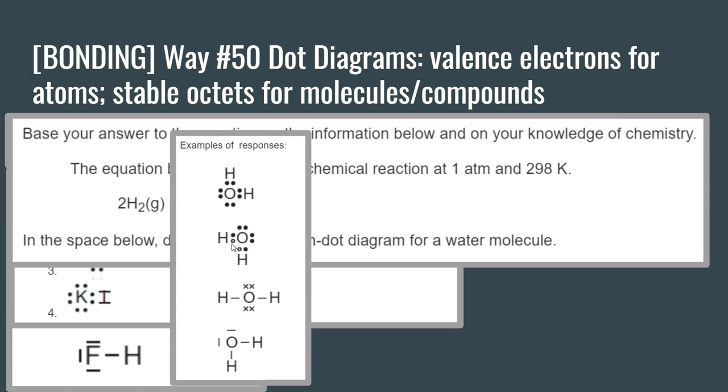So I could simply draw 2 H's around O, and notice that oxygen has 8 valence electrons. 2 of those electrons come from hydrogen sharing with it. Alternatively, I could indicate those coming from oxygen with black dots and those coming from hydrogen with open dots.